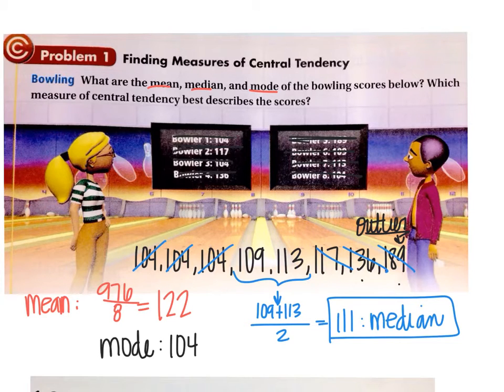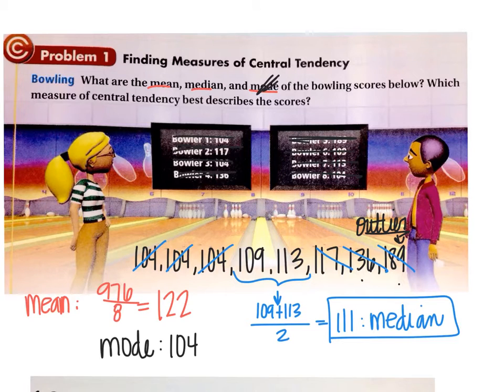Now, which measure of central tendency best describes the scores? Is it 122, the average? Is it 111, the median? Or is it 104, the mode? Now, to me, I would say it's definitely not the mode because that's the lowest score that they had. So I'm going to go ahead and say it's not the mode.